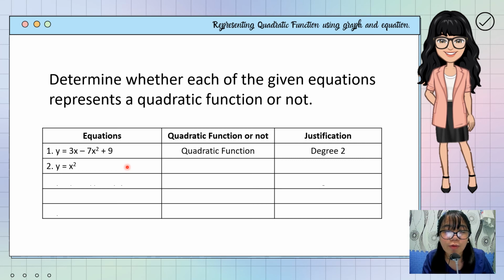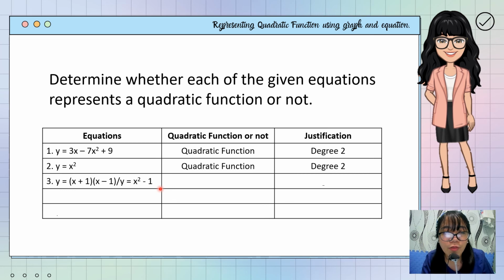Second, y is equal to x squared. So our variable x here has an exponent equal to 2. So which means to say this is still a quadratic function because this function is in second degree, and of course there are two variables involved.